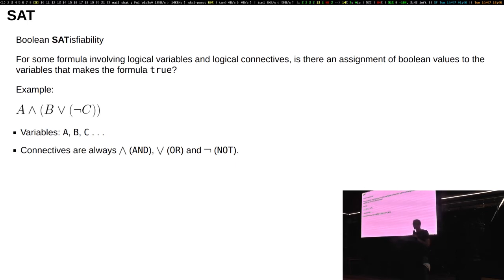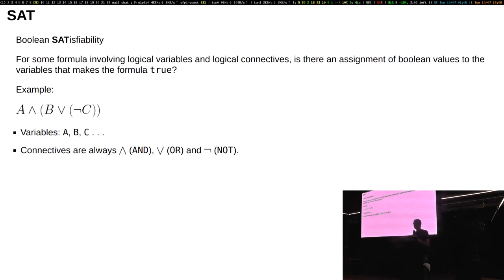So who can tell me whether this is satisfiable? Okay, I see some thumbs up. Yes, this is satisfiable, right? If A and B are true, then it returns true. Doesn't matter what C is.